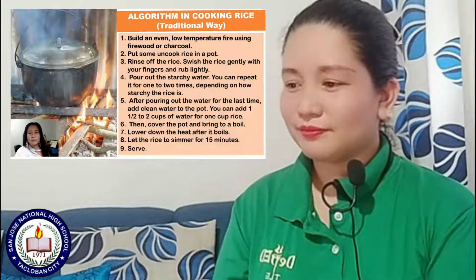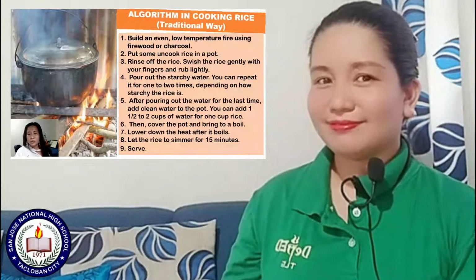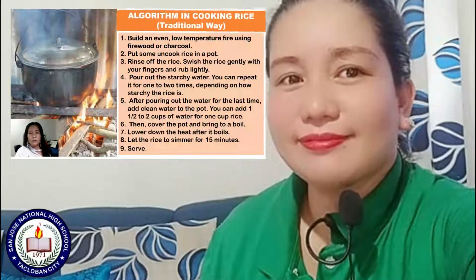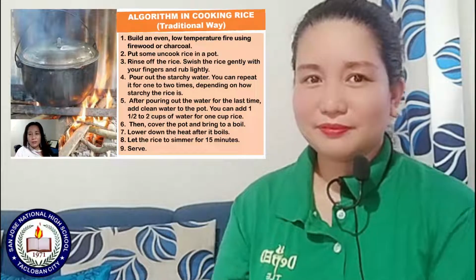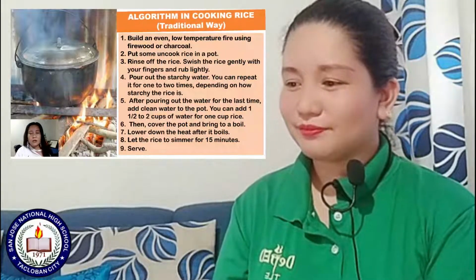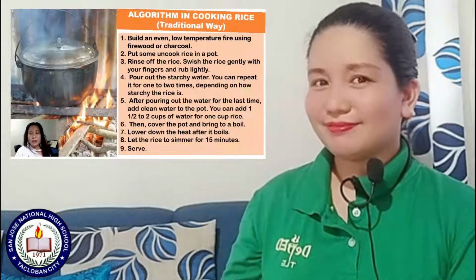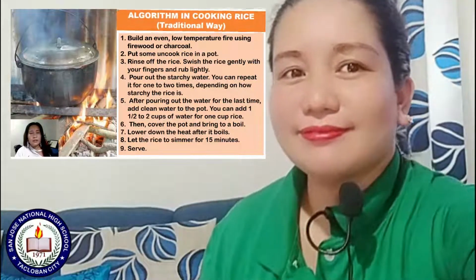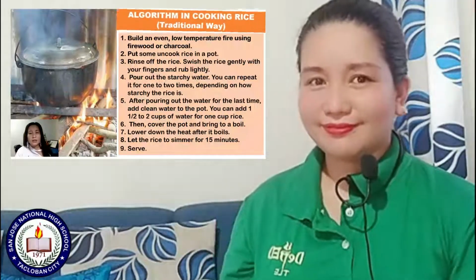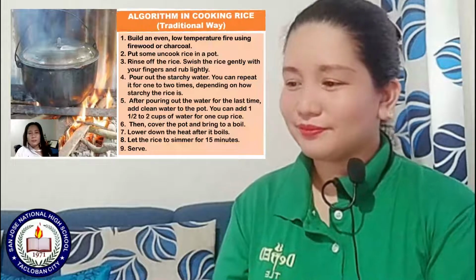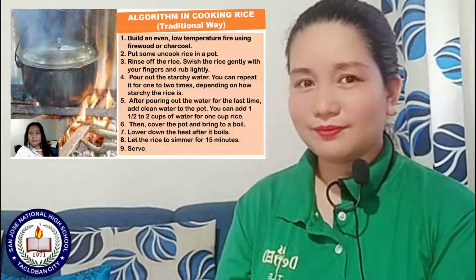So as you notice, in making the algorithm in cooking rice the traditional way, we did not use words that are not understandable to everybody. So we only use words that can be understood by anyone, even if they are not programmers. So we use the English language so that this algorithm will be understandable to anybody who can read this algorithm.